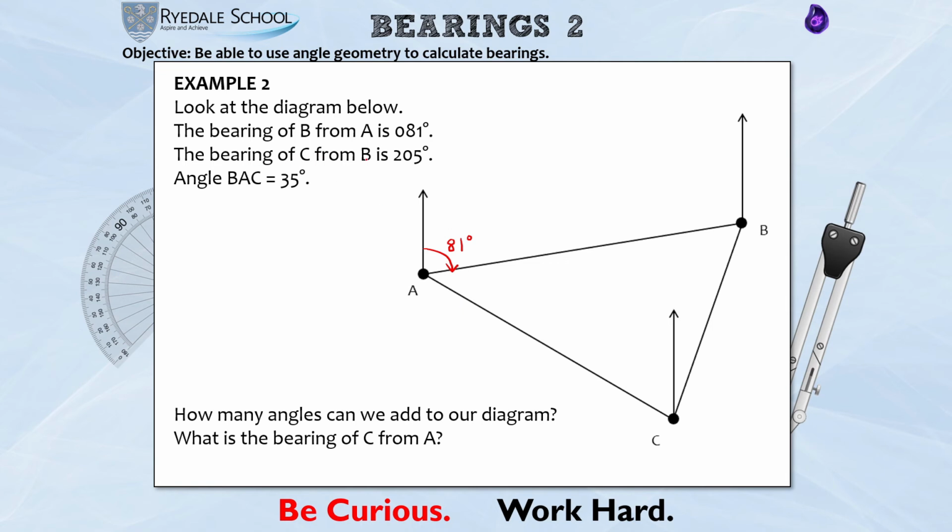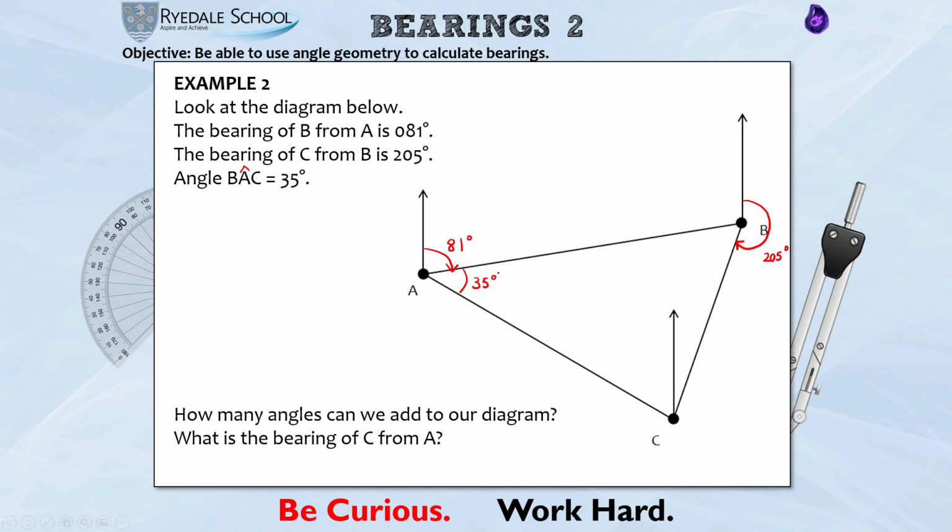We're told the bearing of C from B. So C from B is walking from B to C. It's all of this angle here. And that's 205 degrees. And we're also told that angle BAC is 35 degrees. So where is angle BAC? It's not a bearing. B to A to C draws out that angle. So that angle is 35 degrees.